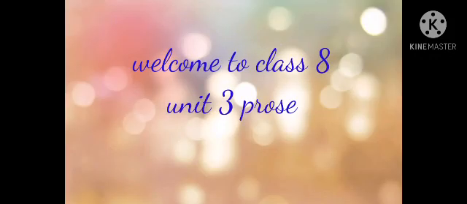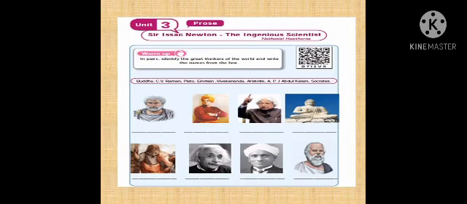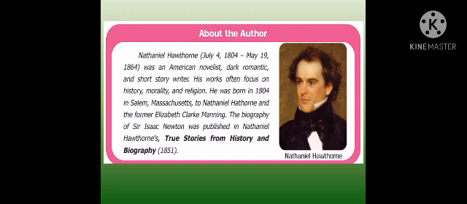In this section, we are going to learn about the prose, Sir Isaac Newton, the ingenious scientist, written by Nathaniel Hawthorne. The author: Nathaniel Hawthorne was born on July 4, 1804 and died on May 19, 1864. He was an American novelist, dark romantic and short story writer. His works often focus on history, morality and religion.